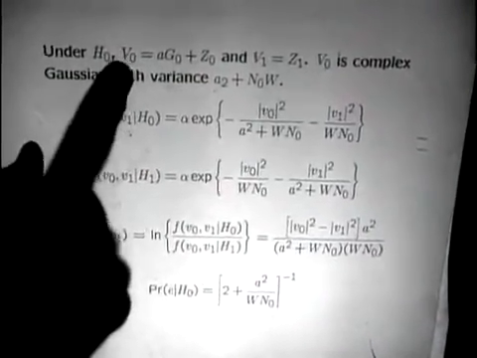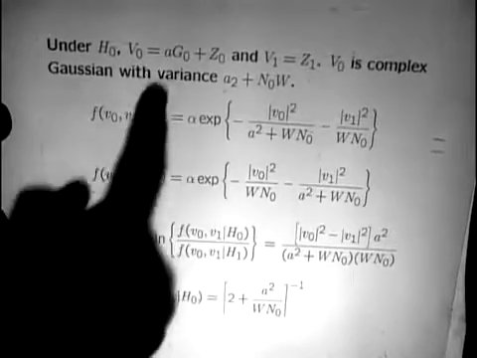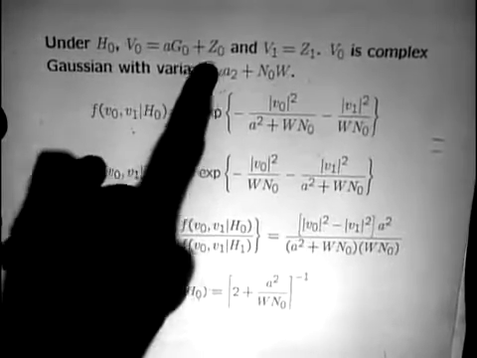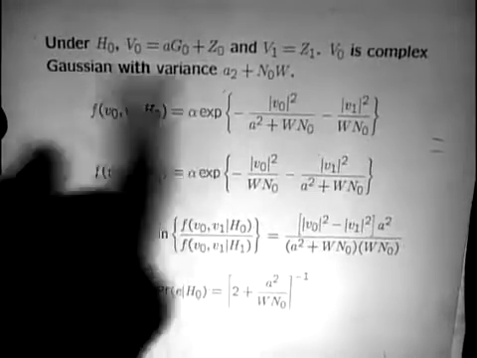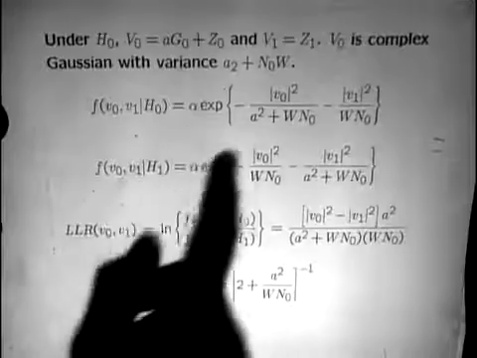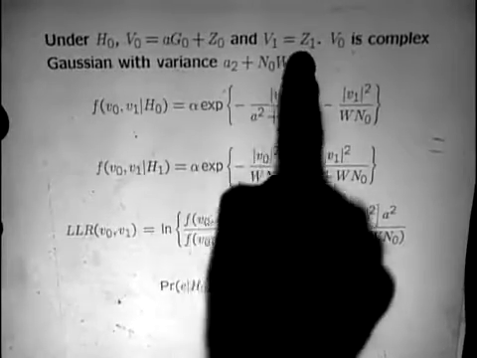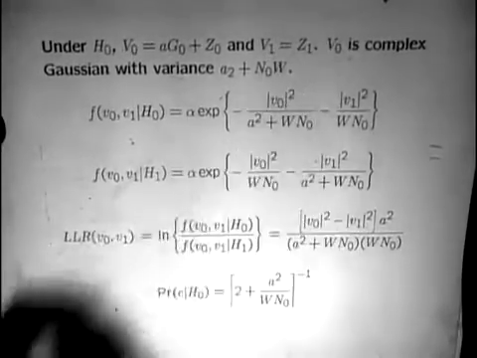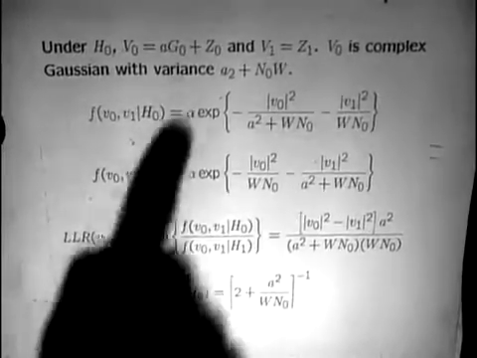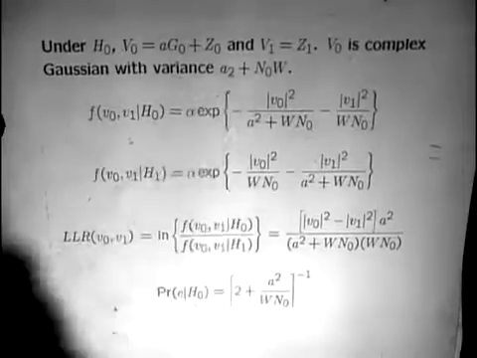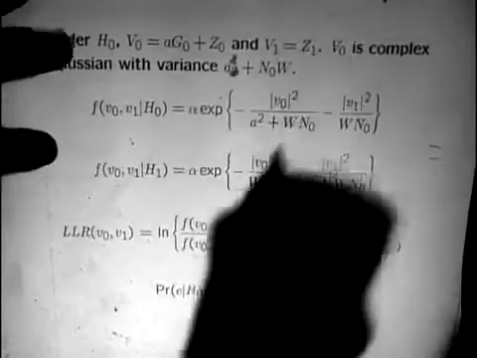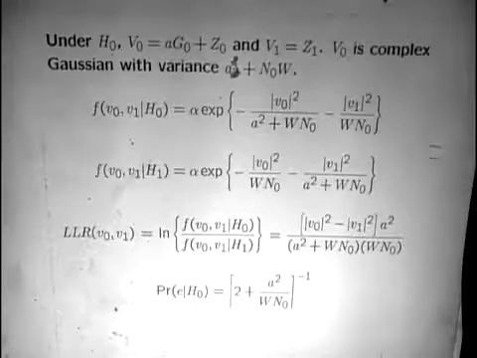Because look, under the hypothesis H0, what you're going to receive, and these are A times a complex variable G0 plus Z0. Both of these are Gaussian random variables, both zero mean, both circularly symmetric. And V1 is going to be just Z1. So here I have a sum of two Gaussian random variables. Here I have one Gaussian random variable. V0 is complex Gaussian, and its variance is A squared plus N0 times W, because that's what the noise is.